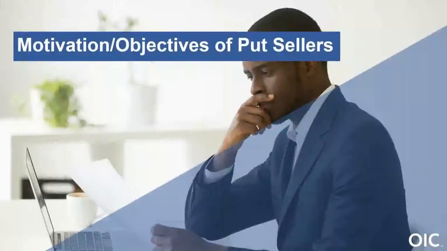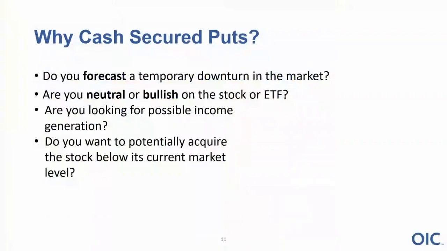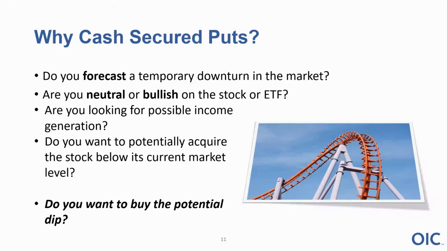So why would people sell puts? And this is something interesting. Some of the questions that would be asked if you were to look at selling puts: do you forecast a temporary downturn in the market? Are you neutral to bullish on the stock? Are you looking to generate income, et cetera? What it really boils down to is, do you want to buy the potential dip? I'm sure a lot of people have heard the phrase in the market, buy the dip, or something similar. What the dip is, it's simply a temporary downturn in the market.